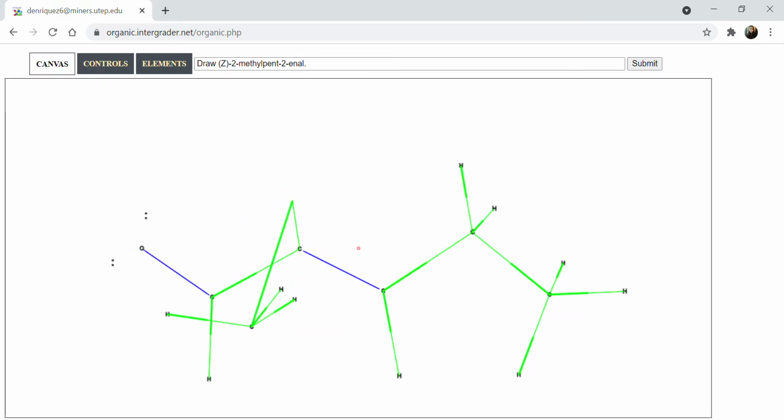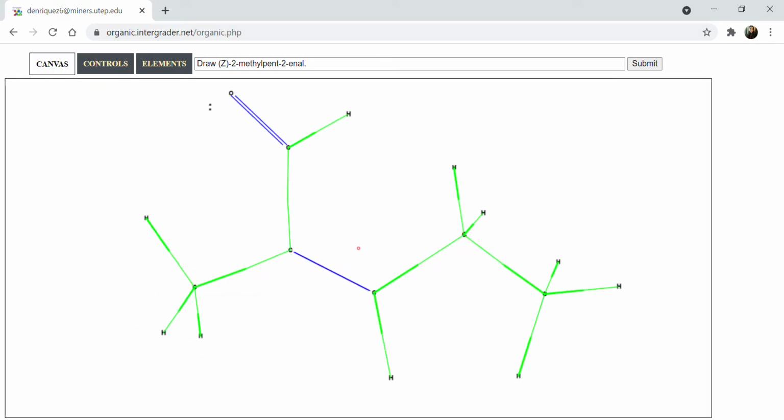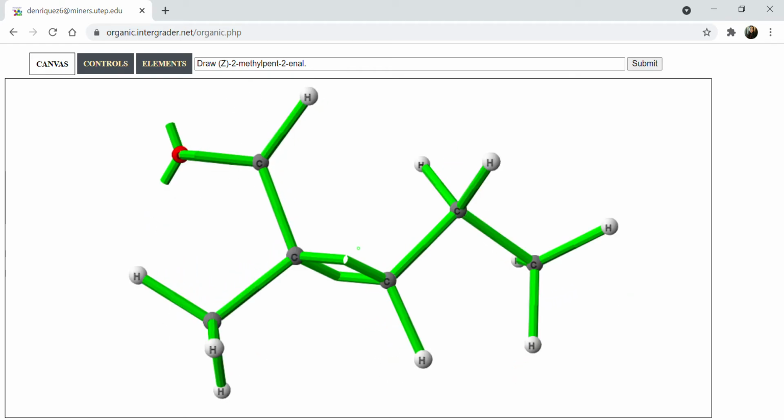I'm going to move this down because I want the same ones on the same side. Roll it around. And I think that should be good. I don't really want to do any double checking except for making sure that my carbons have the 4 bonds that they should have. No more and no less.